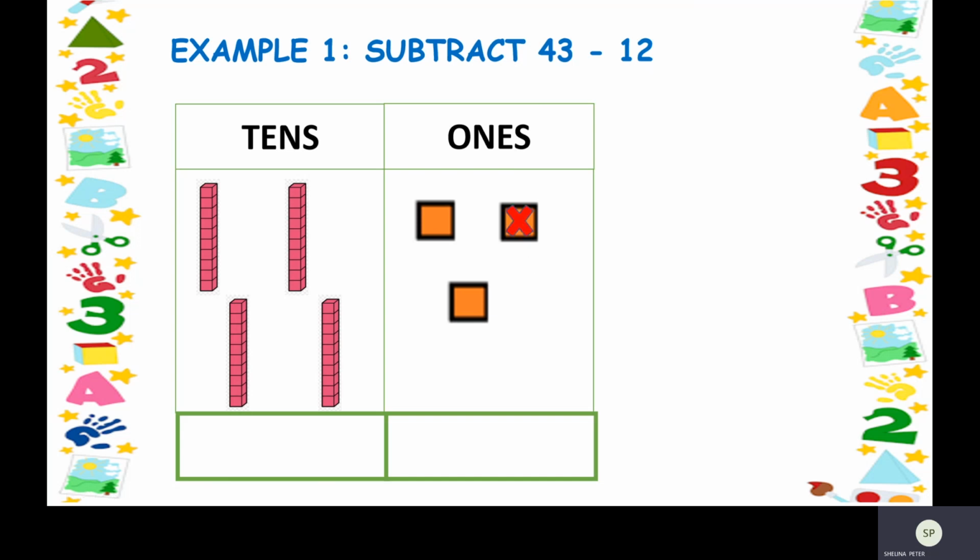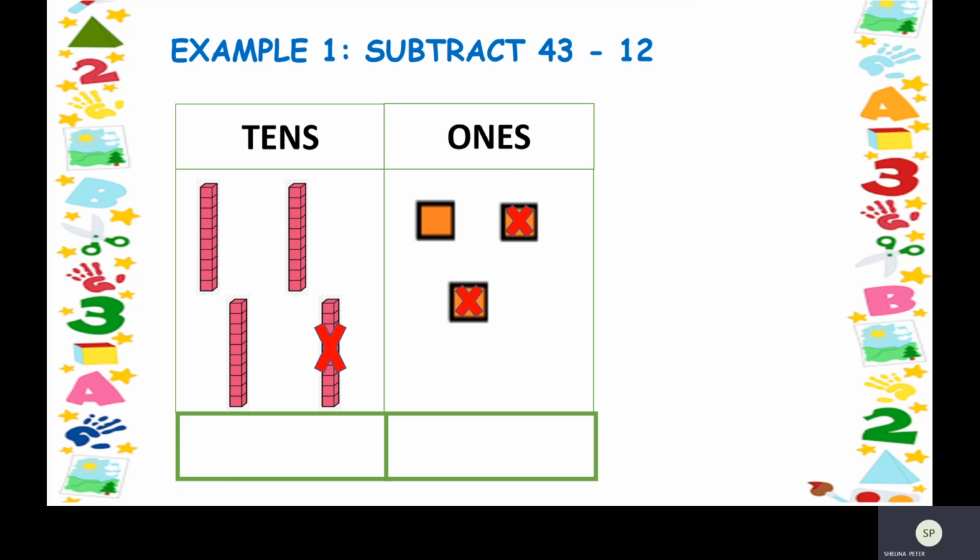1 and 2. So as you can see, we are subtracting 43 minus 12, and beginning from ones place, we have taken away 2 blocks and put a cross on these 2 blocks. Now let's go to the tens place. So we have to subtract 1 block from the tens place, as you can see here. So we are going to put a cross on any one block.